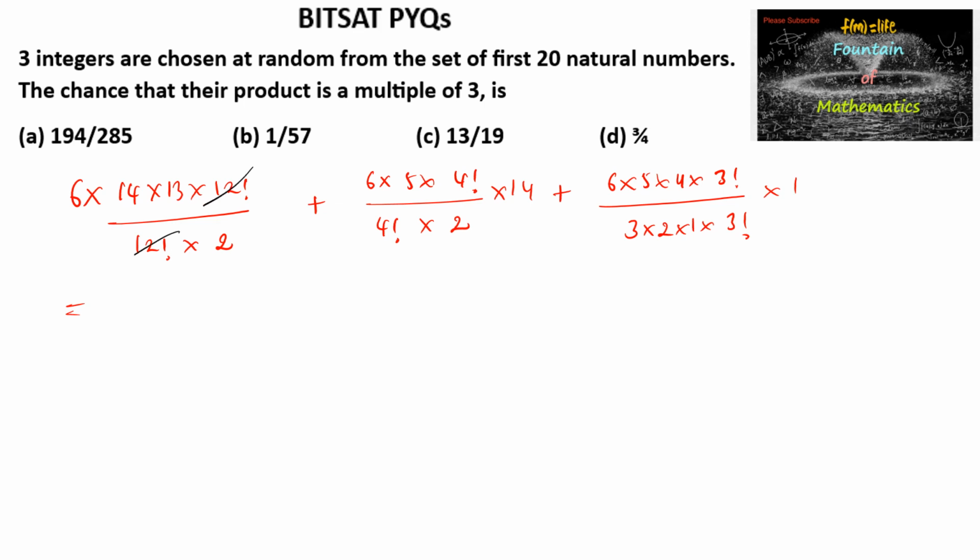So here 12 factorial gets cancelled, 4 factorial, and here 3 factorial, and also 2 sevens. So 13 sevens are 91, 91 sixes will give 546, and here 2 sevens are 7, 7 fives are 35, 35 sixes are 210, and again here 3 into 2 is 6, 6 gets cancelled, so 5 fours are 20. So simplification we get 546 plus 210 is 756, plus 20 is 776.